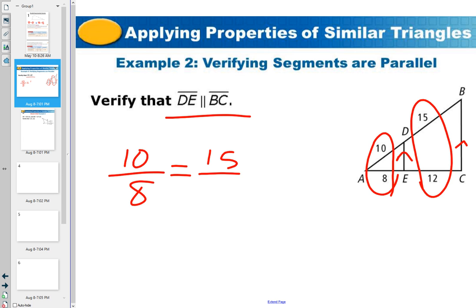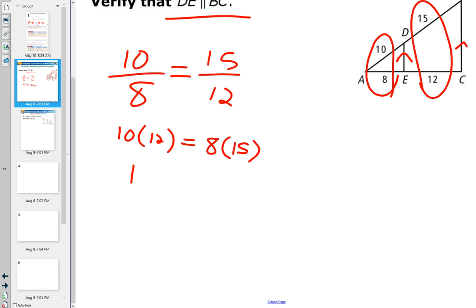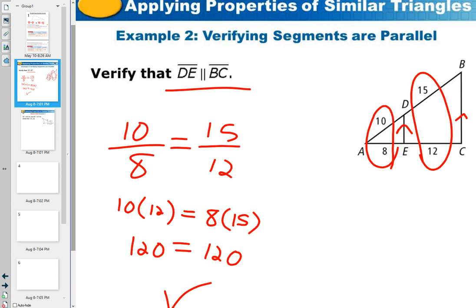15 over 12. Alfred, you could either just divide and see if you get the same number. I normally stay away from that because that could lead to decimals that fill up your screen. But I did it on that one other one because I knew I could do it in my head. But the safer way, if you want to do the cross products, 10 times 12 would have to be equal to 8 times 15 in order for those lines to be parallel. 120 is equal to 120. All the children then rejoice because now we've just proven that the lines are parallel, because the parallel proportionality theorem applies.